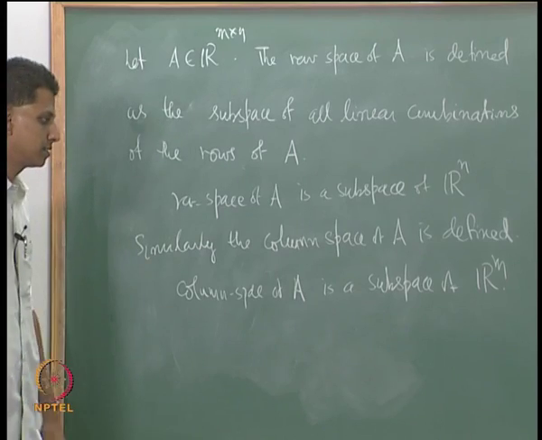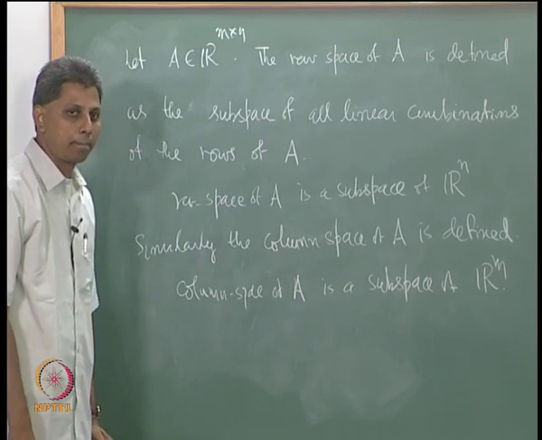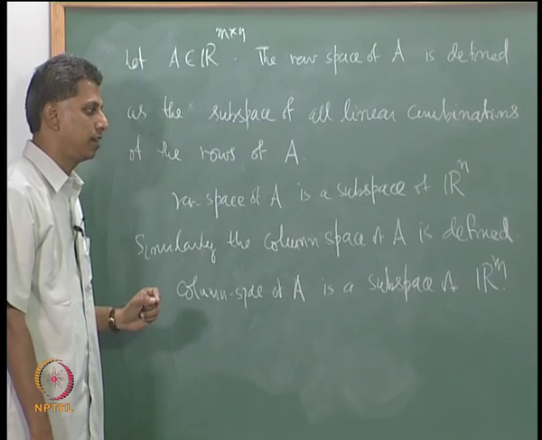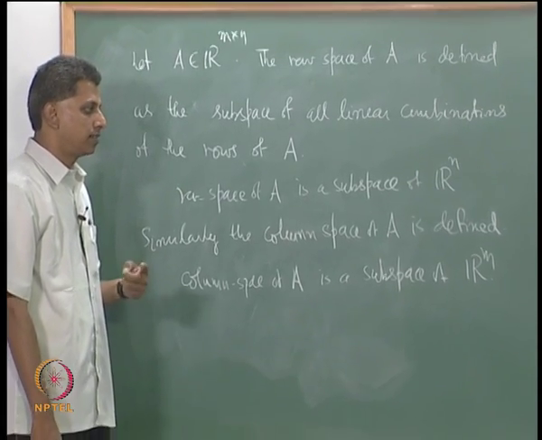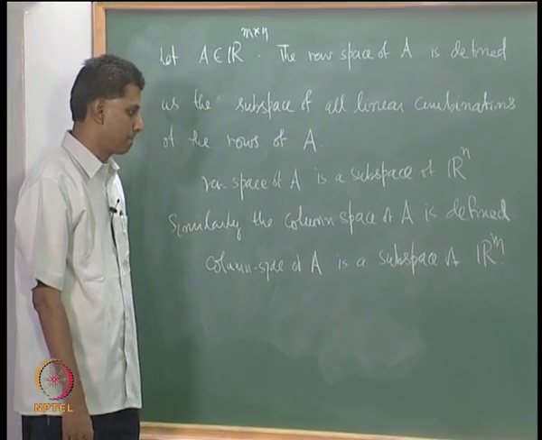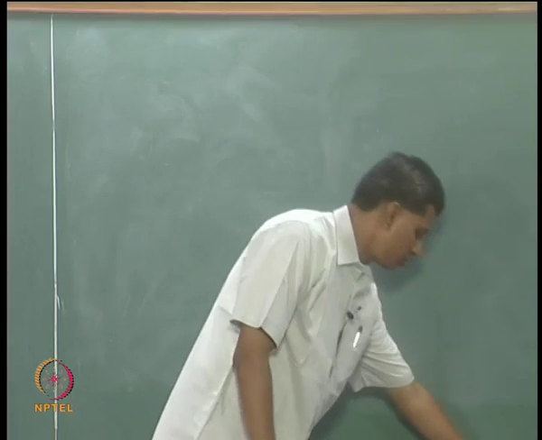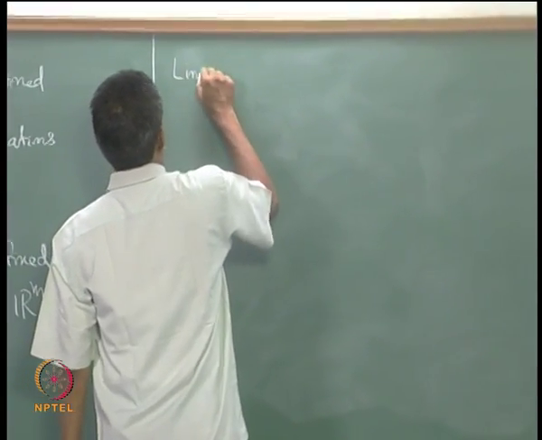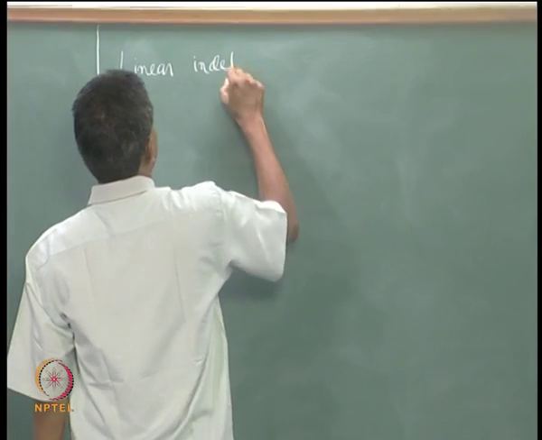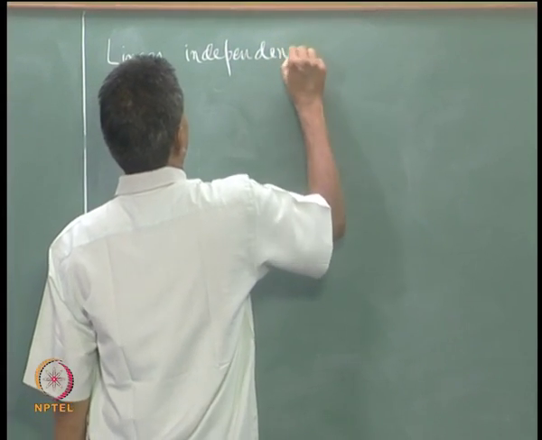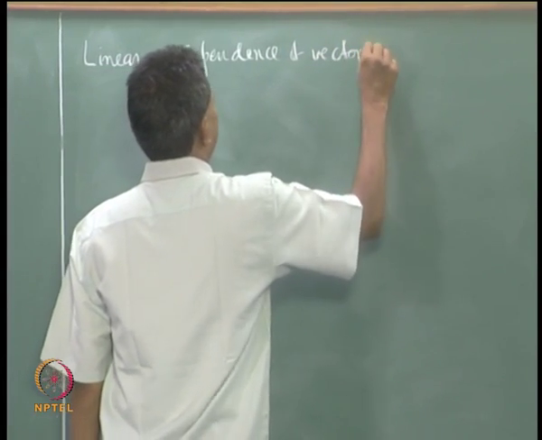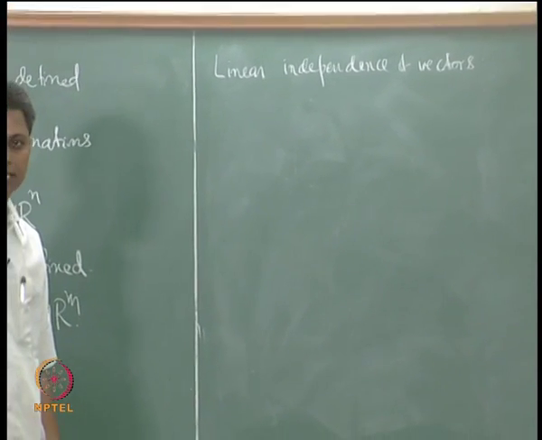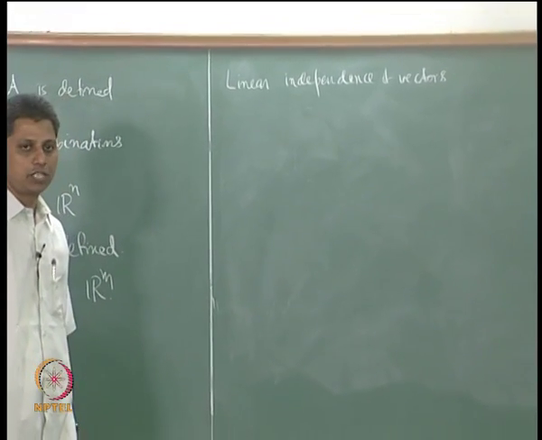Even though these are subspaces of different vector spaces, we will see that there is an important number that one would like to associate with a vector space or vector subspace for that matter. That number will be the same for these two. With this, I would like to move to the notion of linear independence of vectors. Once we have this notion, we could define a basis for a vector space and then the dimension of a vector space.